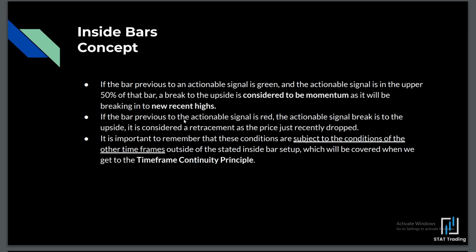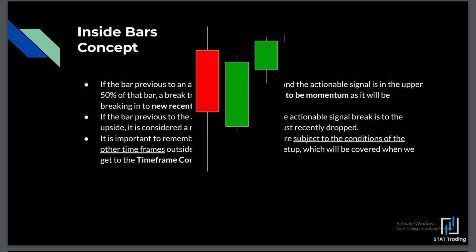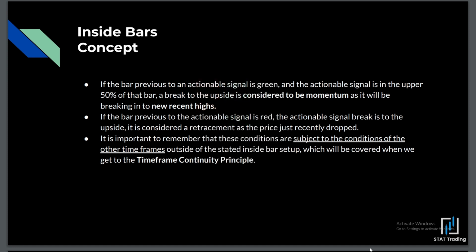If the bar previous to the actionable signal is red and the actionable signal break is to the upside, it is considered a retracement, as the price had just recently dropped. Meaning if we trade lower, go inside and up, that would be considered retracement. It's important to remember that these conditions are subject to the conditions of the other timeframes outside of the stated inside bar setup, which will be covered when we get to the timeframe continuity principle.